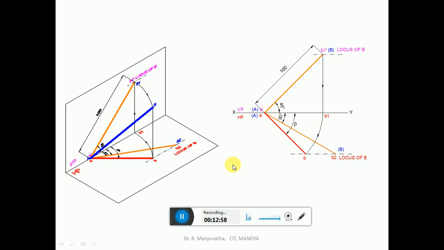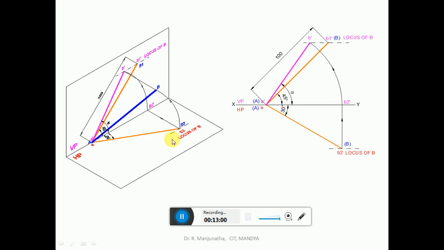Now similarly, when you are doing it in the front view, we are taking the true length in HP. So obviously that line has to be parallel to HP. So that means it is already parallel to HP. So with A as center and AB2 as the radius, you rotate that point B2 such that it touches the projected locus of B at this point. So that is where the point B will be in space. When it is projected, that will cut the locus of B in the front view.